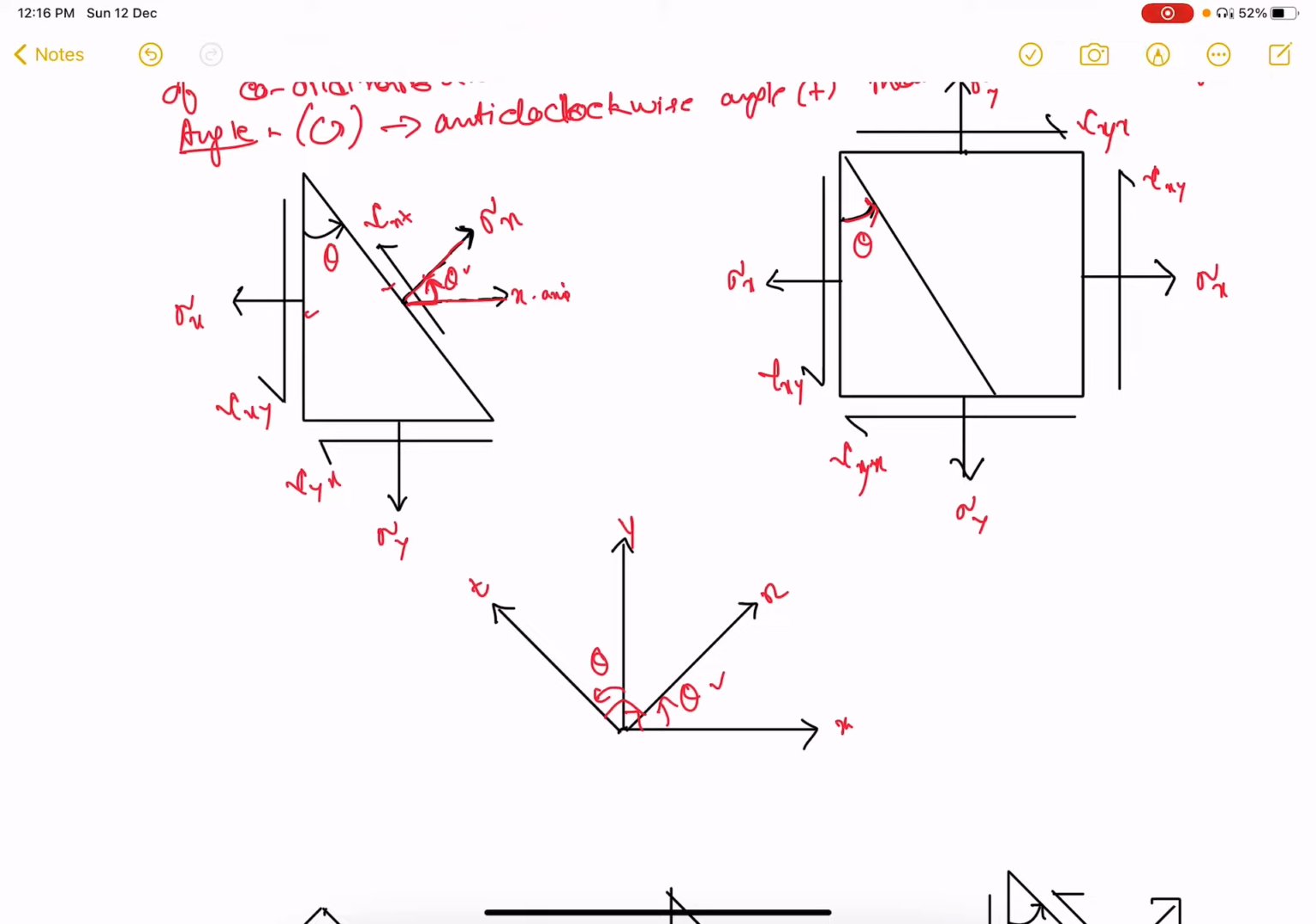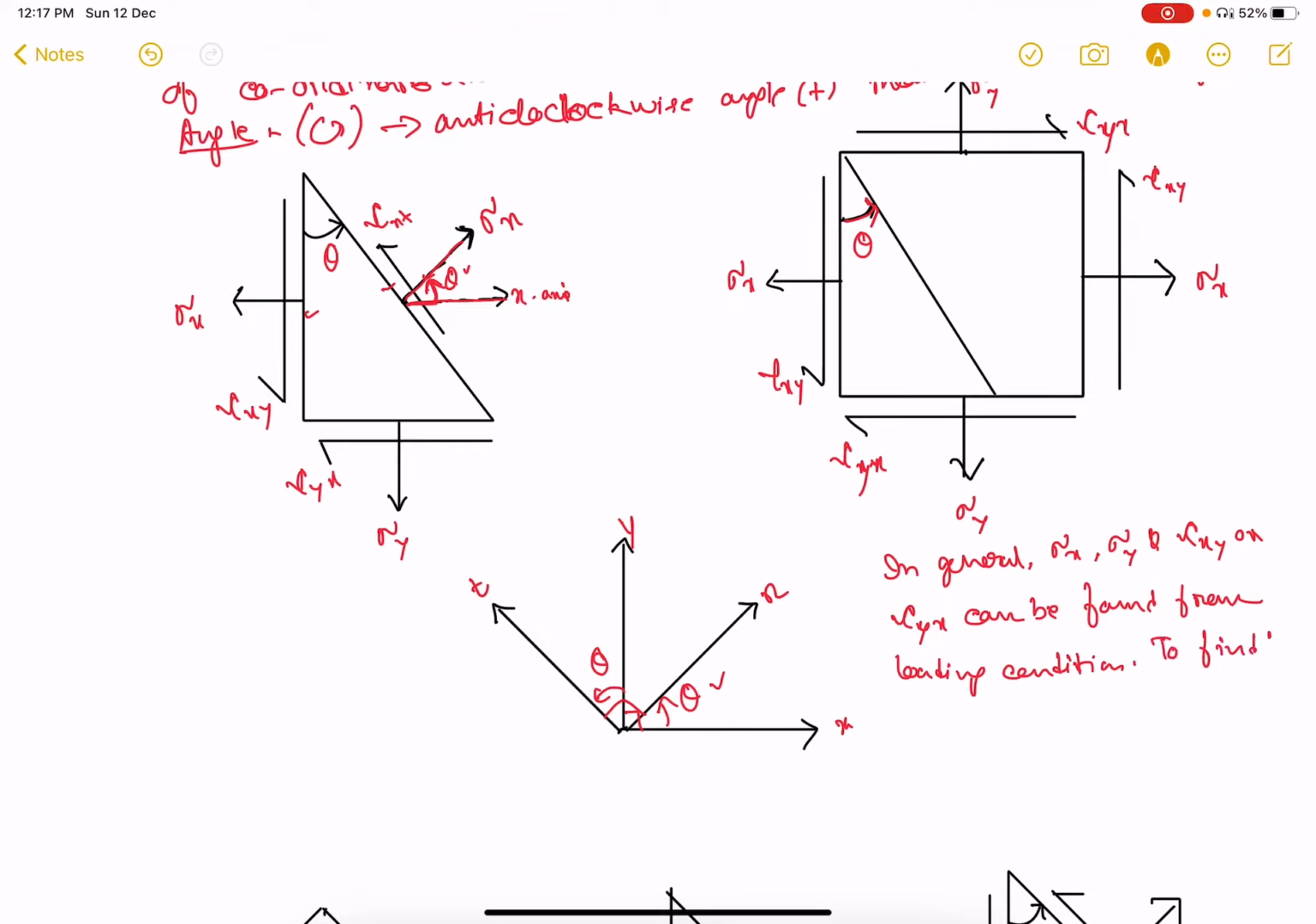Now in general, sigma x, sigma y, and tau xy or tau yx, which are the same, can be found from the loading condition. Then we have to find sigma n and tau nt, meaning the normal stress and shear stress on the inclined plane.